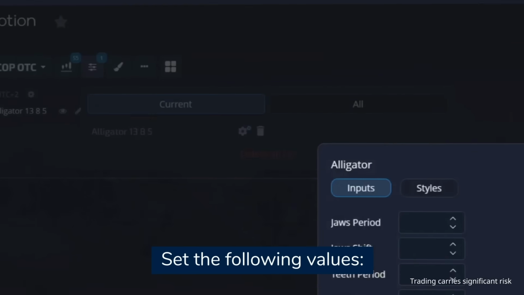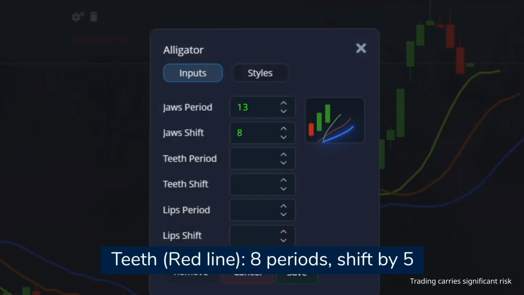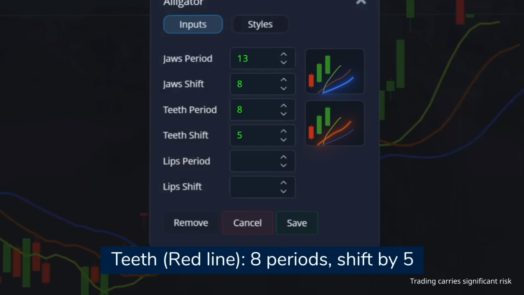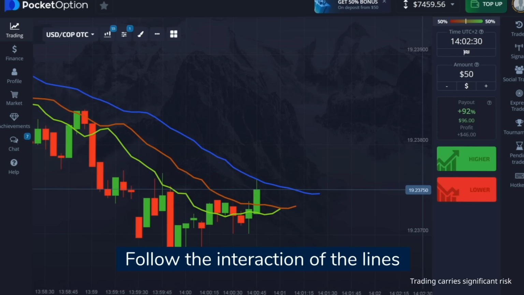Set the following values. Jaws, blue line: 13 periods, shift by 8. Teeth, red line: 8 periods, shift by 5. Lips, green line: 5 periods, shift by 3. Follow the interaction of the lines.